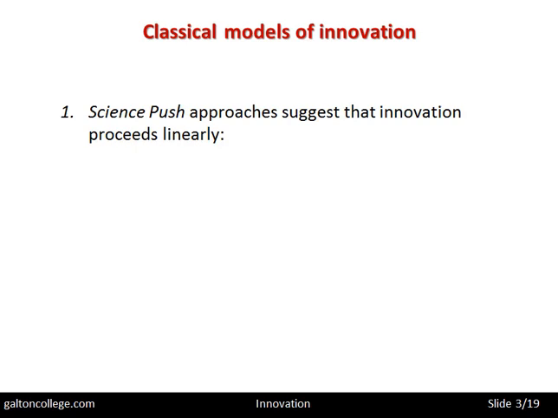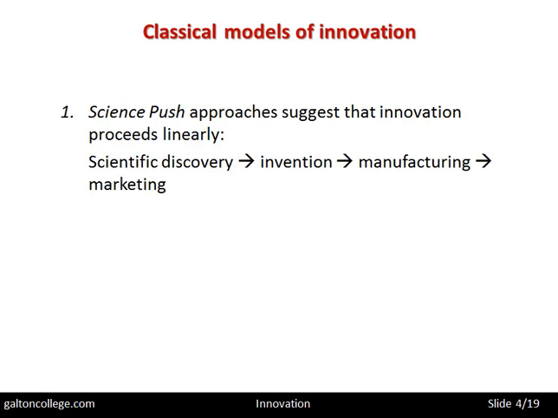Well, first of all, the first model is called science push, and these approaches suggest that innovation proceeds linearly. In other words, it moves from one stage to the next in a smooth transition. There are no big jumps, or very few big jumps, in terms of design or functionality or redesign. So it's simply moving gradually from one state to the next state. So it moves in a linear fashion.